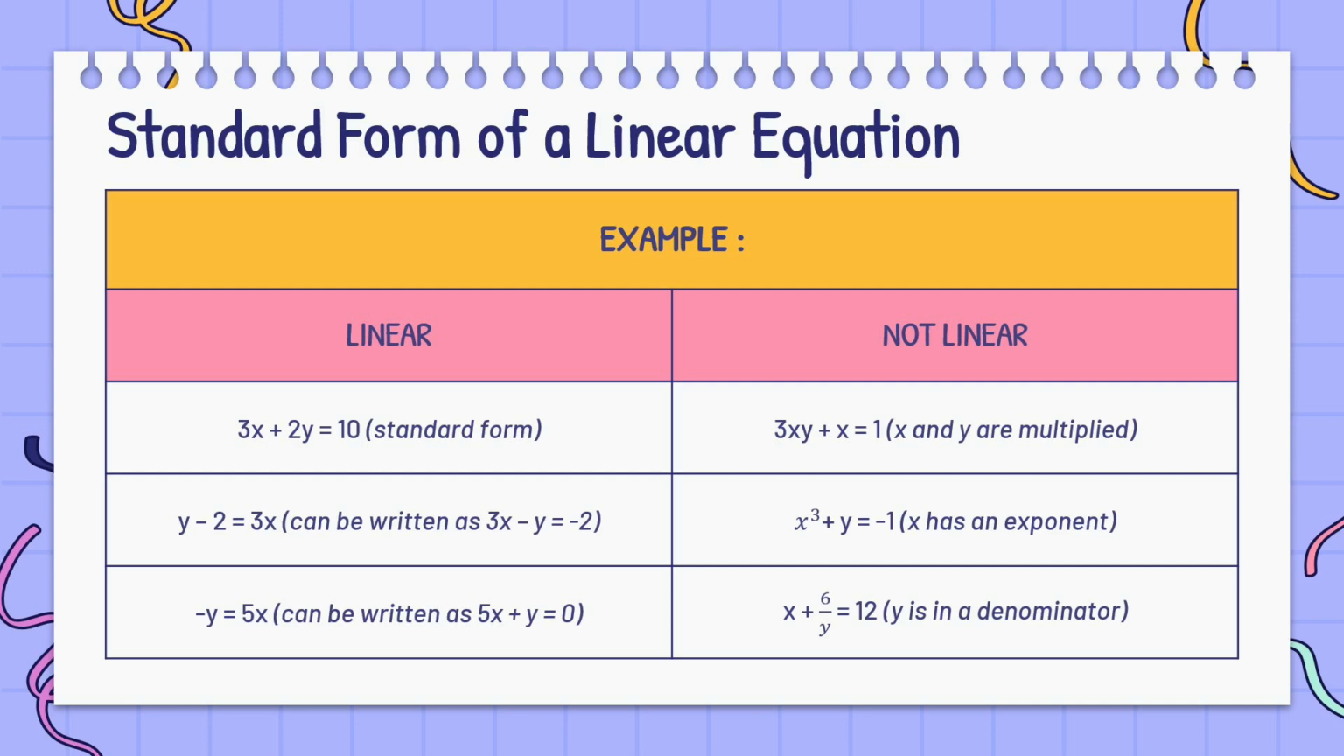The table on the right side shows examples that are not linear. Example 1: 3xy + x = 1. This is not linear because x and y are multiplied. Example 2: x cubed + y = -1. This is not linear because x has an exponent. Example 3: x + 6 over y = 12. This is not linear because y is in a denominator.